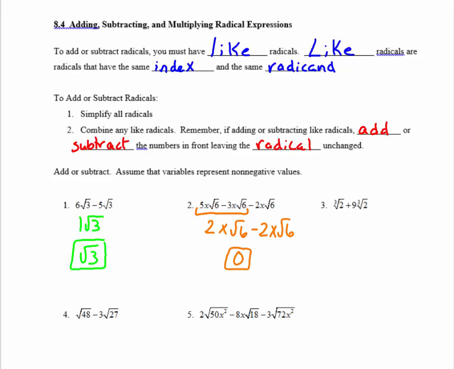Number 3, the cubed root of 2 plus 9 times the cubed root of 2. Again, we do have like radicals, and no simplifying can happen. There's a 1 in front of that first cubed root, so 1 plus 9 is 10, and again the radical stays unchanged. So 10 times the cubed root of 2.